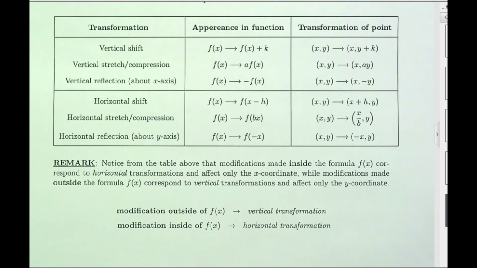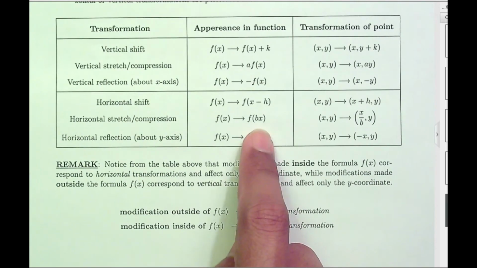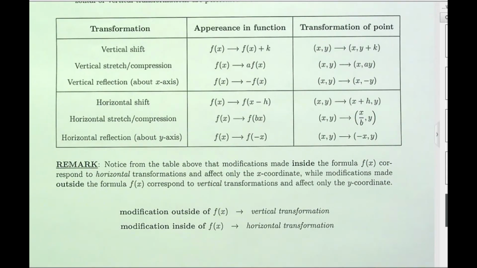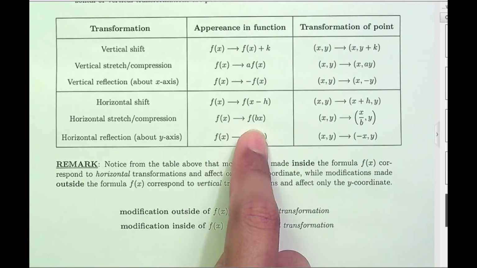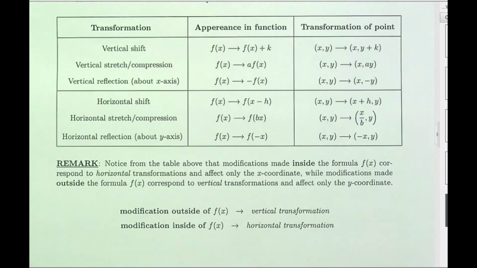And if b is bigger than 1, then it is a compression. If b is between 0 and 1, then it is a stretching. By how much? Well, if it's bigger than 1, it's by a factor of 1 over b. If b is between 0 and 1, it is still by a factor of 1 over b, but the only thing that changes is whether it's a compression or stretching.